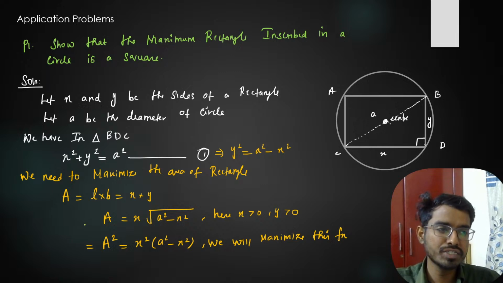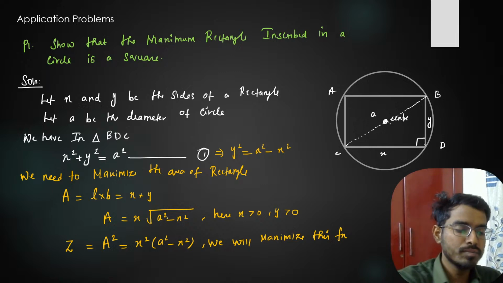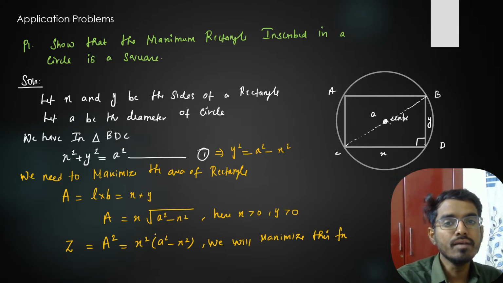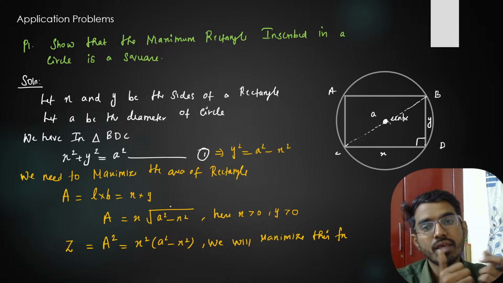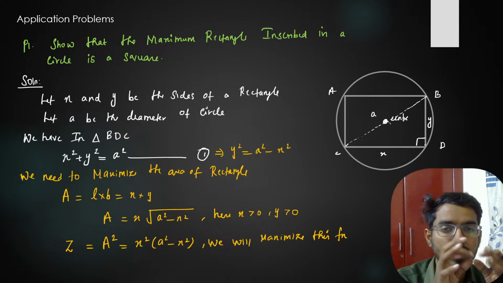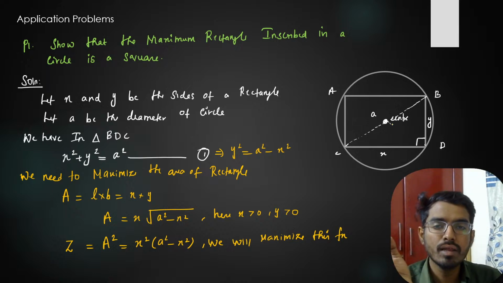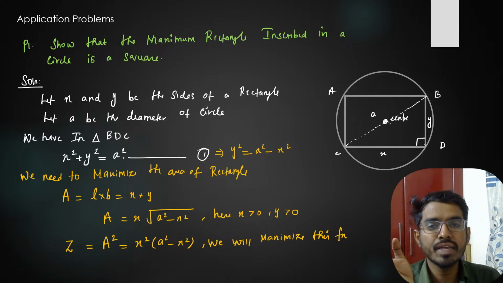Let us call this function some z, right? So we will maximize z. So z is x square into a square minus x square. See, in this z we brought all the equations together. The circle is of diameter a, and we are maximizing the area of the rectangle with respect to x square plus y square is equal to a square. That means inside this circle we are inscribing a rectangle. So both the equations came here, right? I'm using the area as L into B, and I'm using y with the help of this constraint.